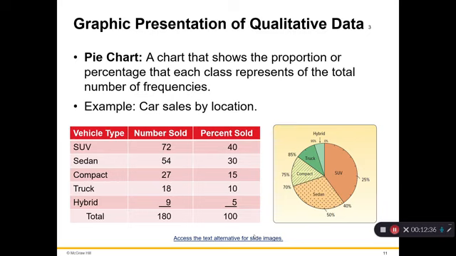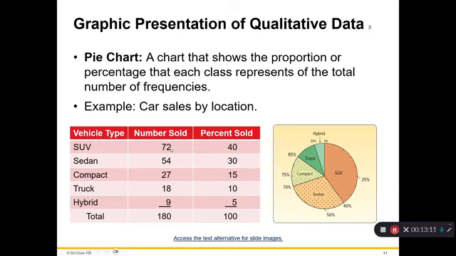Pie chart. A pie chart represents the distribution of a data set in terms of percentage, showing how each class contributes to the total. Different percentages are given here in this pie chart. So you have the number of vehicles: SUVs sold 72, sedans 54, and so on, and a total of 180. And percent sold.